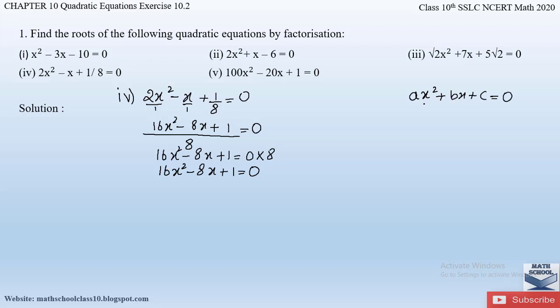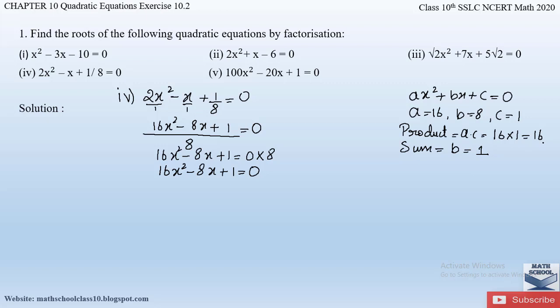So what is the coefficient of x square? From the quadratic equation, a is equal to 16, b is equal to 8 and c value is 1. We are not taking the signs, we are just taking the numbers. Now we have to find out the product first, that is a into c, that is 16 into 1, that is equal to 16. And since we have plus 1 here, we are going to take sum. If it was minus, we would have taken difference. So sum is equal to b, that is 8.